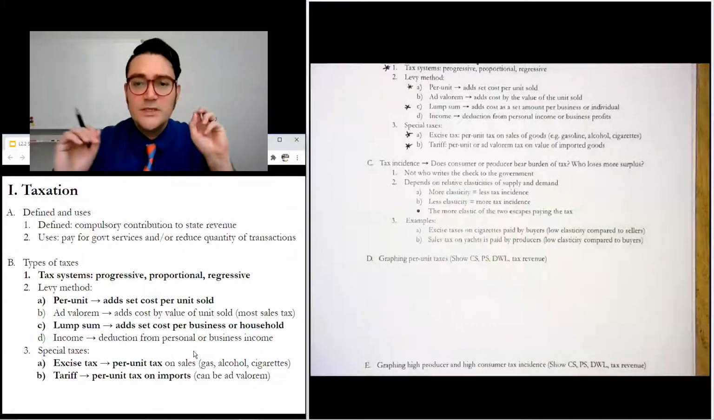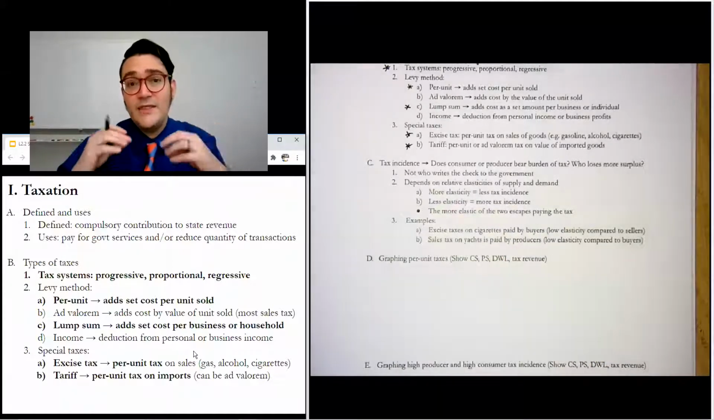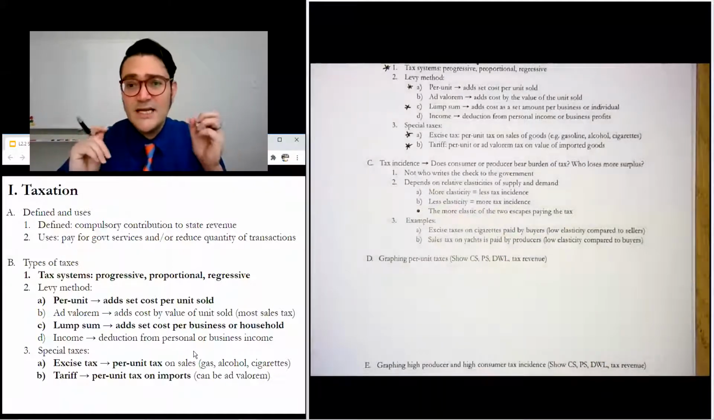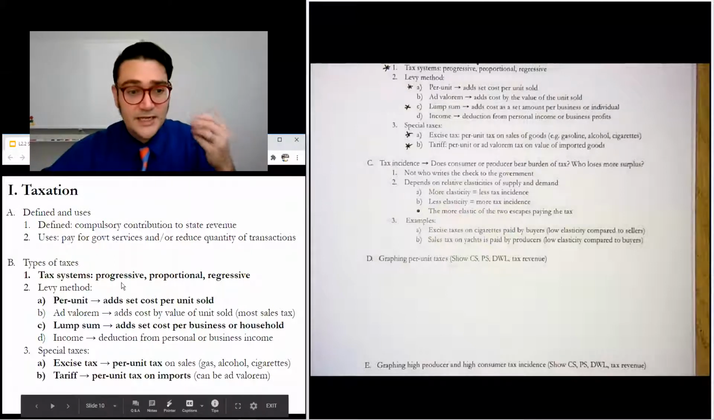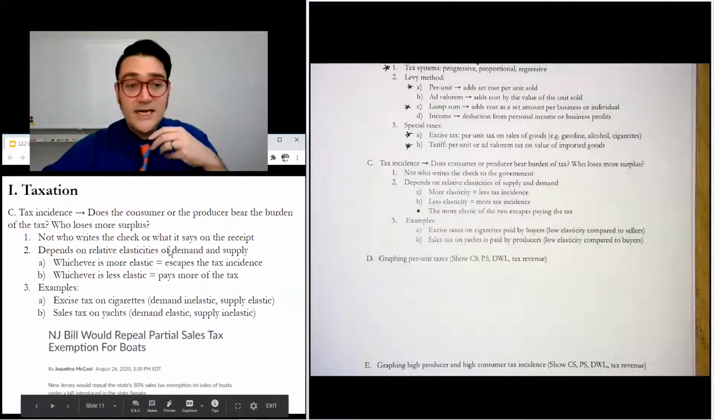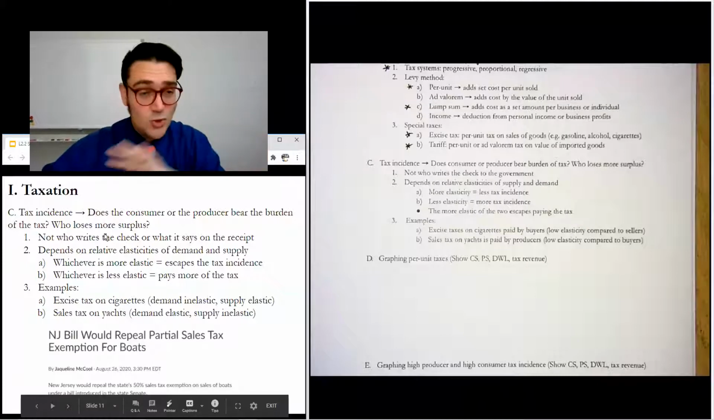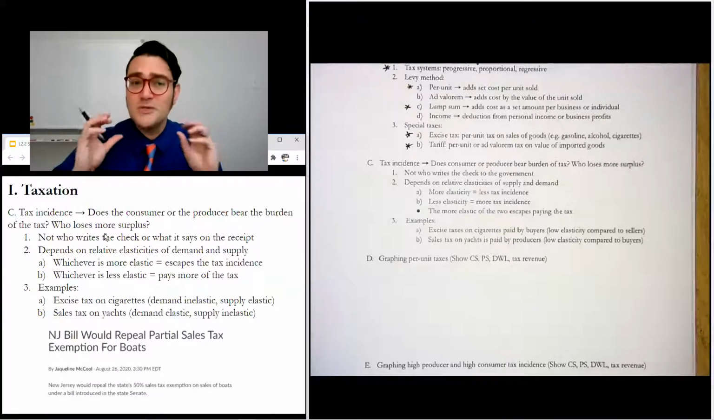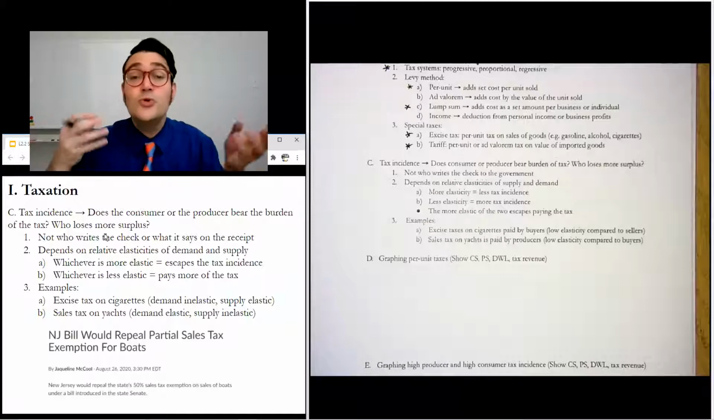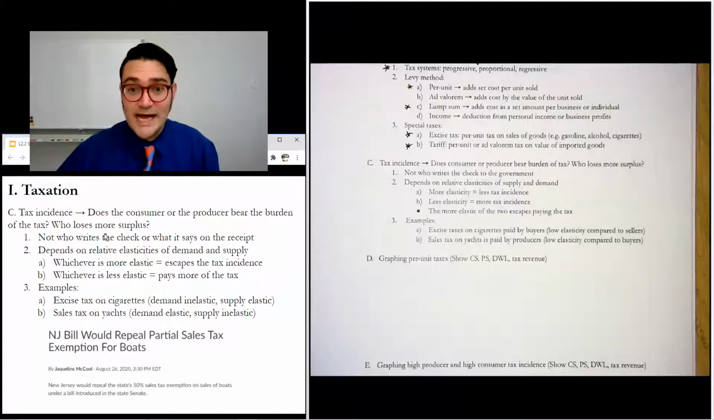Basically, it's the question of, does the consumer or the producer bear the burden of the tax? It's not who has the receipt, right? It's not what it says on the receipt. It's not who writes the check. Those are totally irrelevant to us. It's actually who bears the burden of it. The other way to think about it is who loses more surplus as a result of the tax.